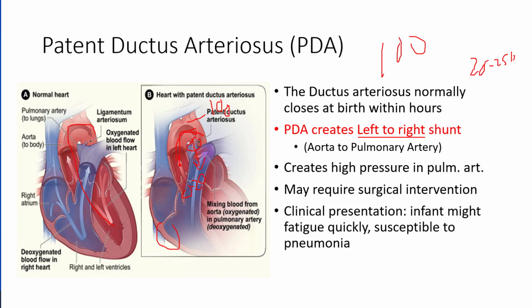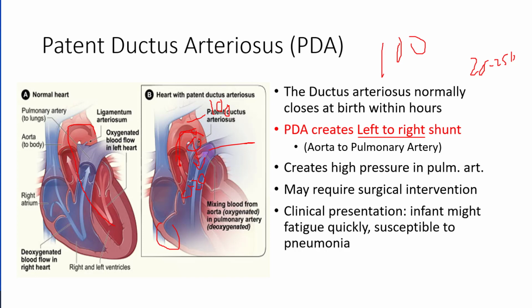Clinical presentation: the kid might fatigue quickly. They might be susceptible to pneumonias because maybe we end up getting this high pressure, which increases filtration pressures in the pulmonary circulation, because again, the pulmonary arteries go into the lungs. You have higher filtration pressures or excessive fluid too, because we have more fluid going from the aorta now into the pulmonary circulation. Could lead to buildup of fluid in the lungs as well.